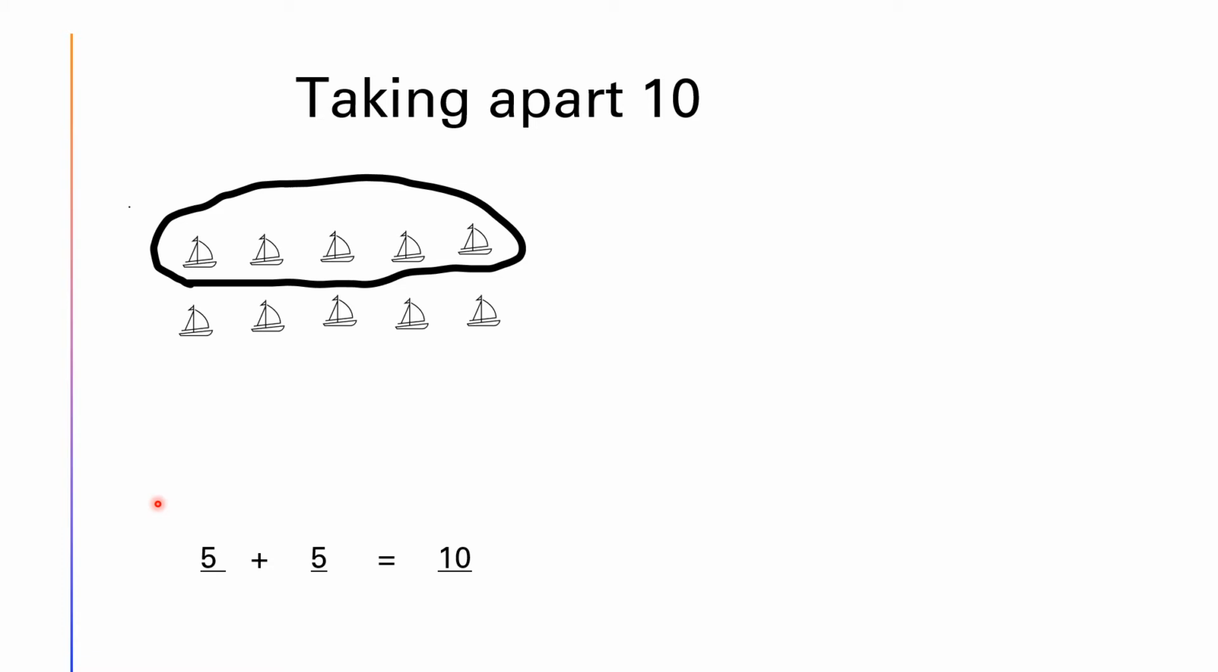So now we're ready to write the number sentence. Part plus part equals the whole. One of our parts is 5. Goes in the parts, plus our other part, another 5 sailboats. 5 plus 5 equals the whole. There are 10 sailboats all together. Nice work, kindergarten. Are you ready for another? I think you are. Let's try.